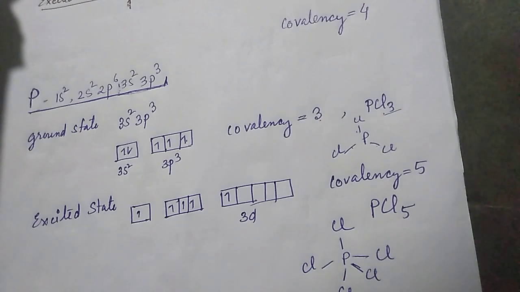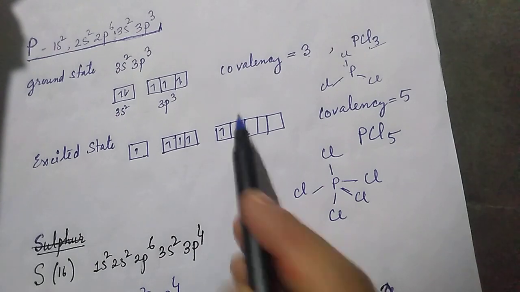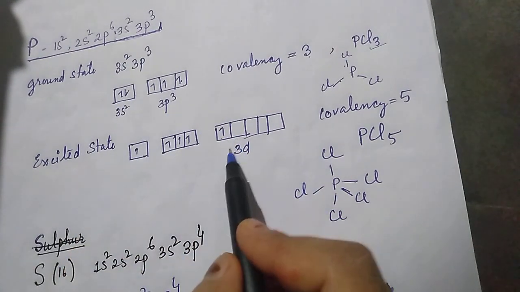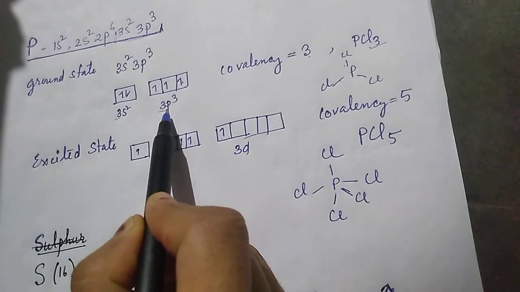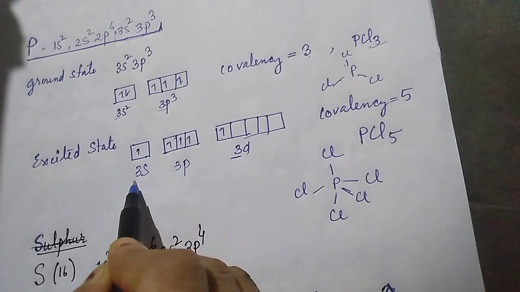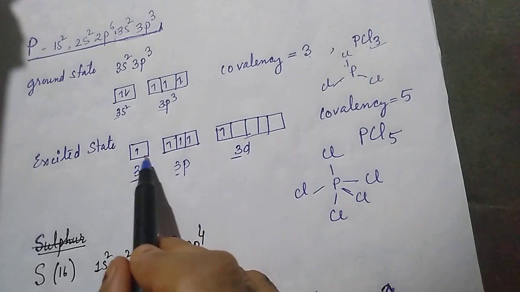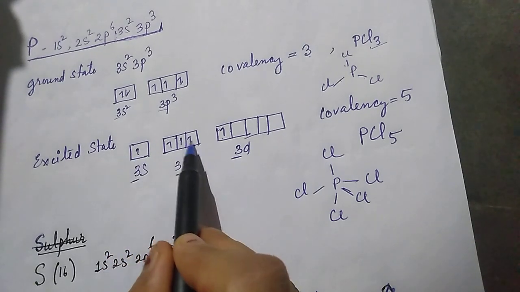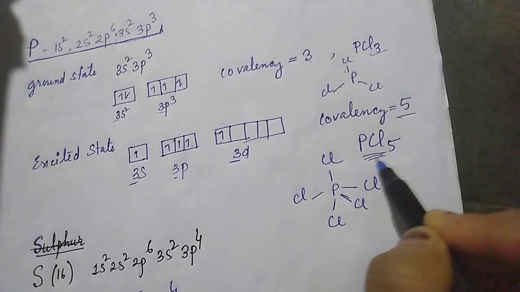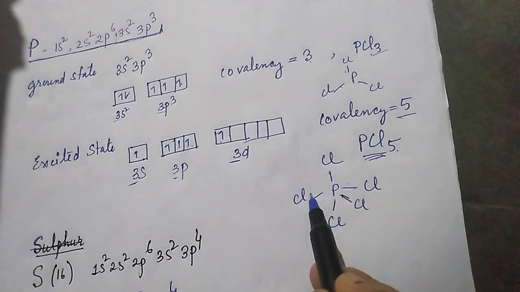So we have compounds like PCl3. 1 2 3. So the covalency is how much? It is 3. Now we will excite the electrons. This electron has been excited to the higher level. Why is it able to excite to the next higher one? Because they are of the same energy level. See, this is 3s, this is also 3p, and this is also 3d. Same energy level can excite the electrons easily. So how many unpaired electrons do we have? 1 2 3 4 5. So covalency is 5. So we have compounds like PCl5, and how many bonds? 1 2 3 4 5.